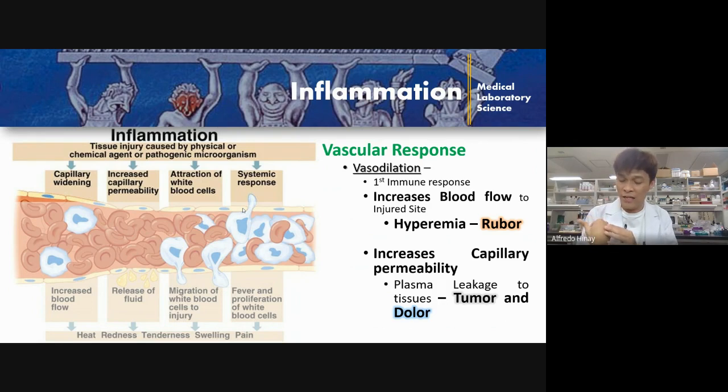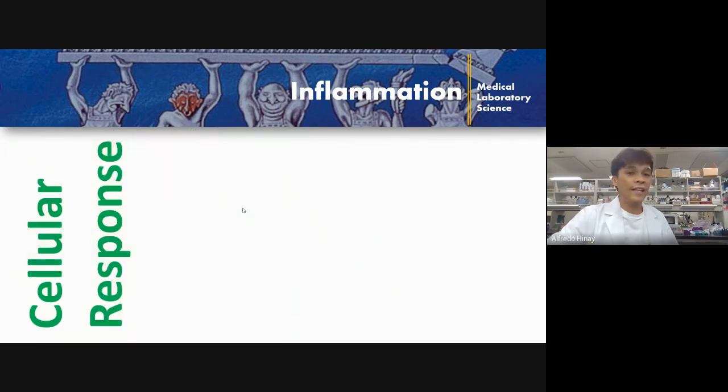Your tumor is your swelling, and then you have your dolor, that's your pain, okay? Because if you have swelling, class, you also have your dolor. Okay, dolor is a Latin word, I don't know, class, sorry, I forgot if it's a Latin or a Greek word, but dolor, in our English term, means pain. Okay, and then after your vascular response, class, we recruit your cellular response.